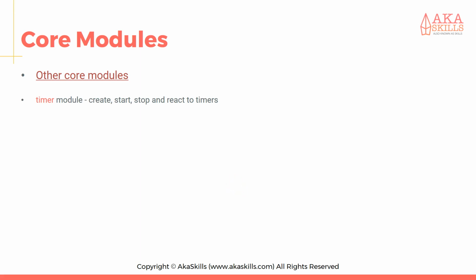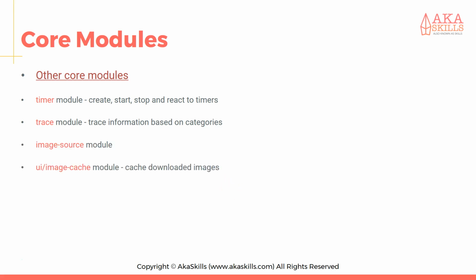We have, for example, the timer module, which is used to create, start, stop, or react to timers. We have the trace module, which is used to trace information based on categories. We have also the image source module. We have the UI image cache module, which can cache downloaded images, so you're not going to download them again and again and again, which would cause bigger traffic to your application and it would become slower.